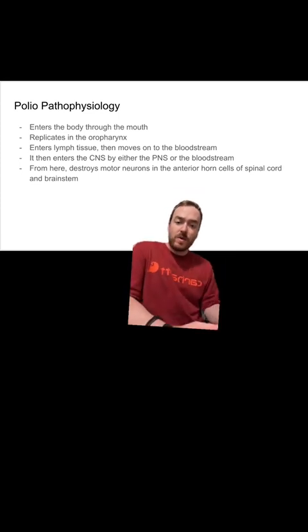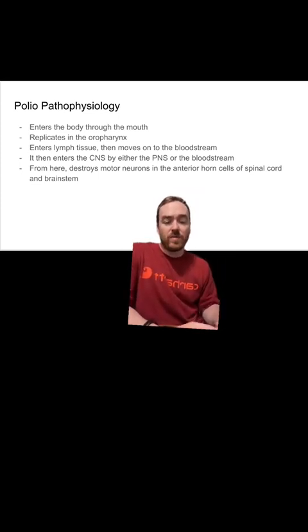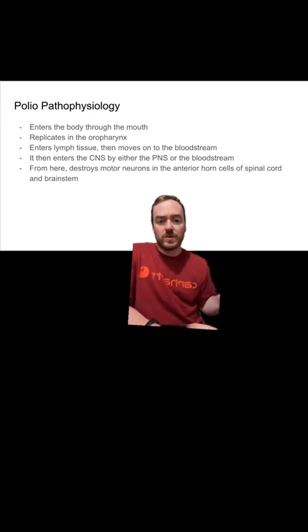But essentially the way that polio worked is it entered the body through the mouth, it then replicated itself in the oropharynx and would enter the lymphatic system. Once it was in the lymphatic system, it would be introduced to the bloodstream, and it would either make its way to the central nervous system via the bloodstream or via infection of the peripheral nervous system. And from here it would travel to the spinal cord and the brainstem and destroy or damage the alpha motor neurons in the anterior horn cells of the spinal cord and the brainstem.